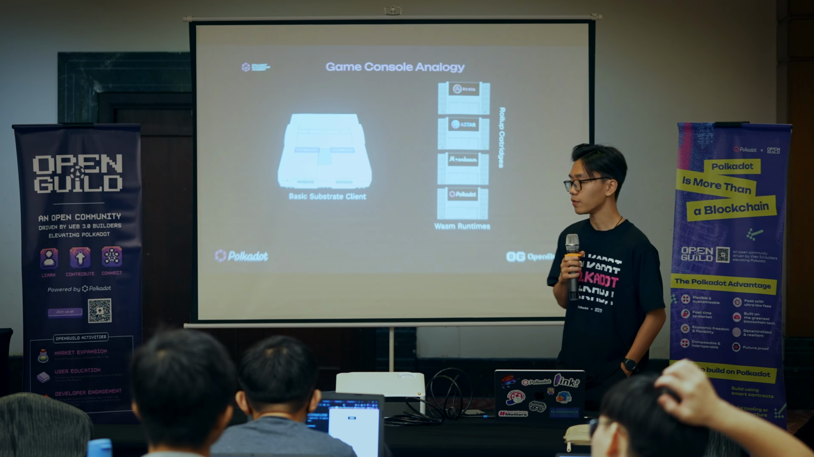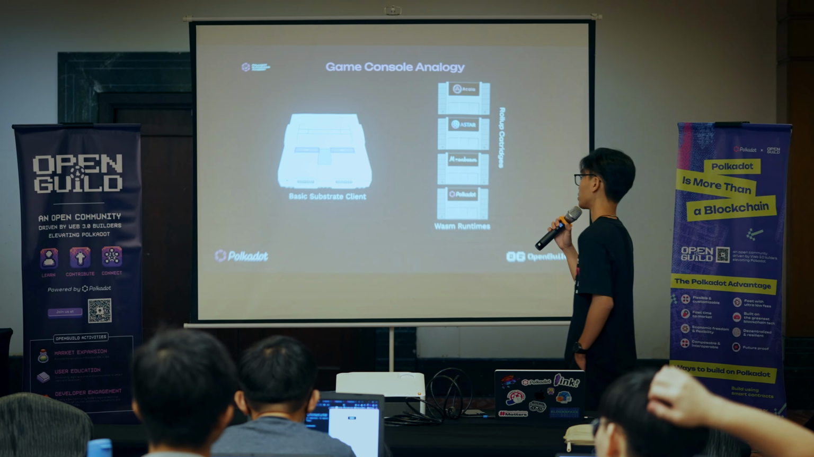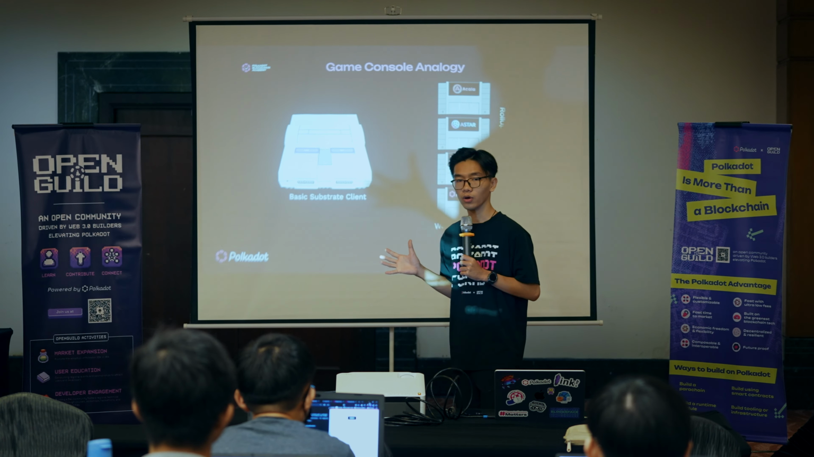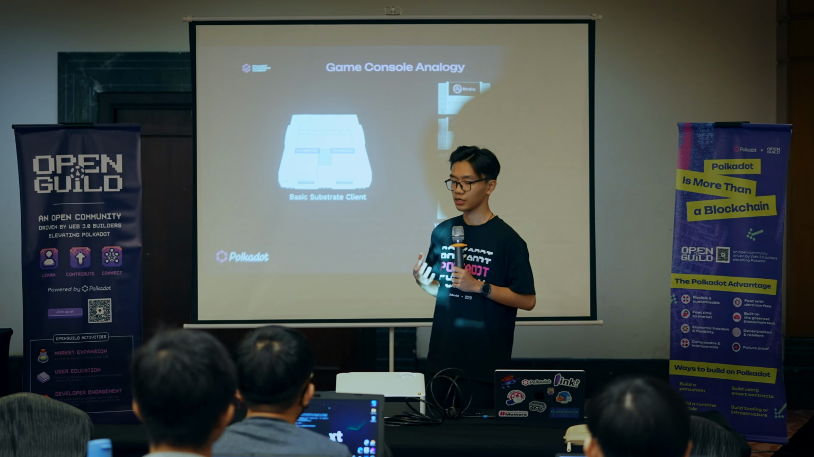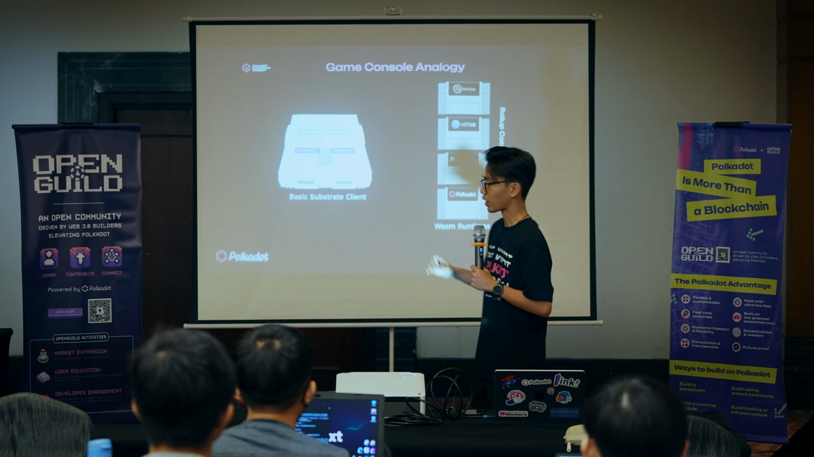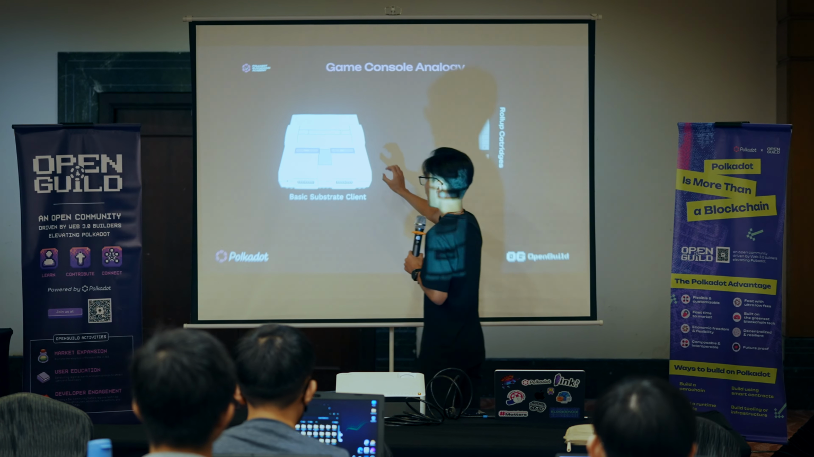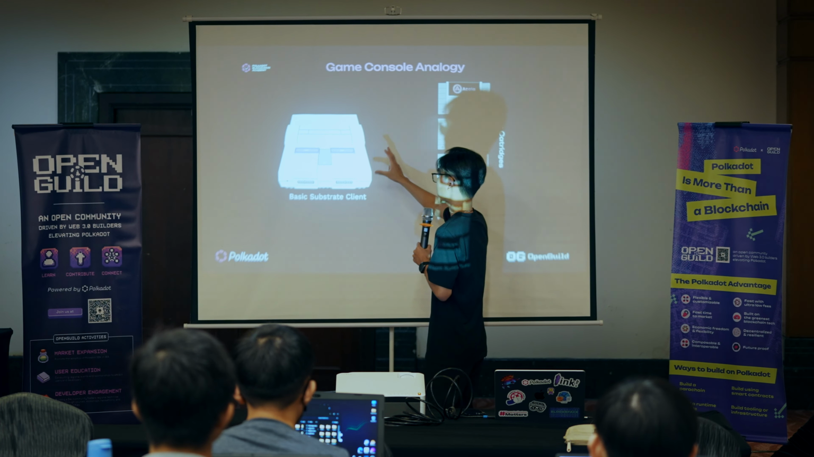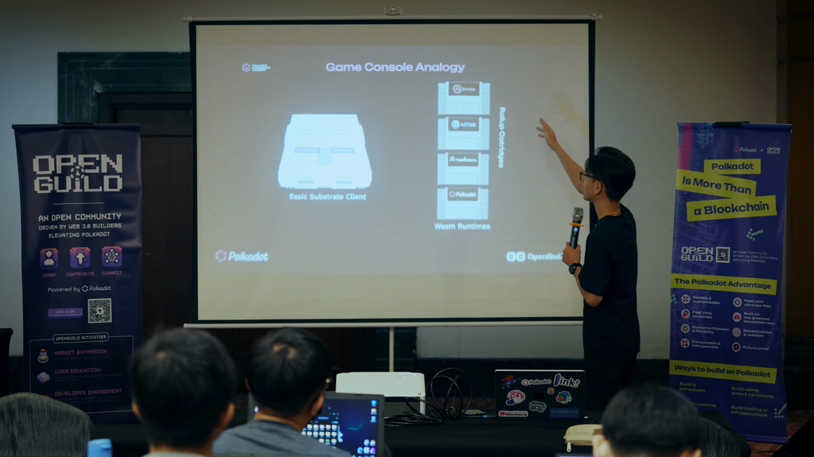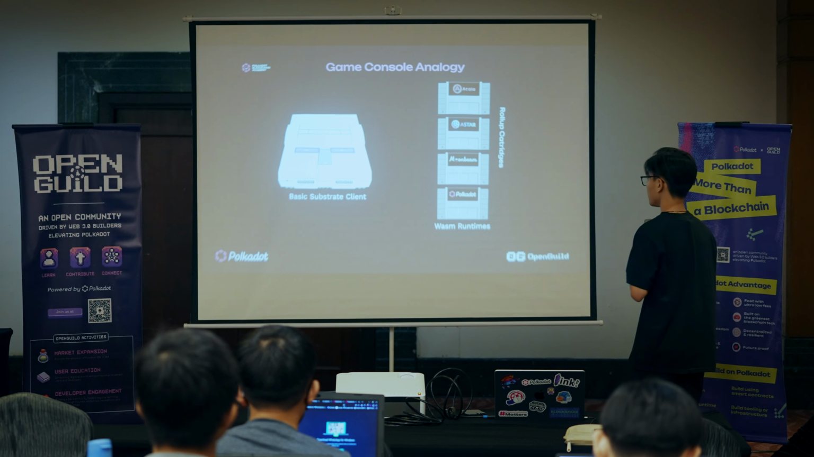One analogy that I really like is called the game console analogy. Let's say this is your basic Substrate client. Substrate is a tool in Polkadot that is used to build a blockchain, and you have two parts: runtime and client, runtime and node. So let's say you have a basic Substrate client, and this basic Substrate client is like a game console, right? And then you have a row of cartridges, and these cartridges are, for example, Astar rollup, Moonbeam rollup, Polkadot rollup.